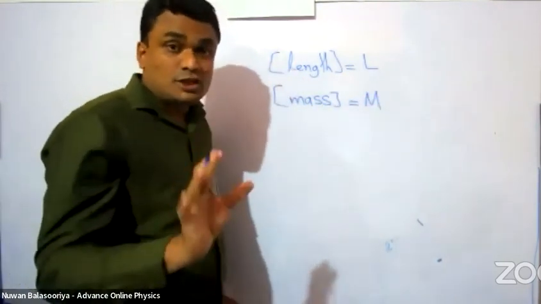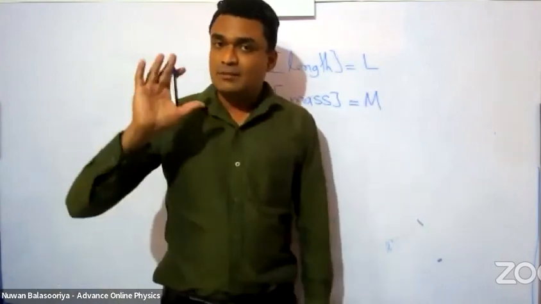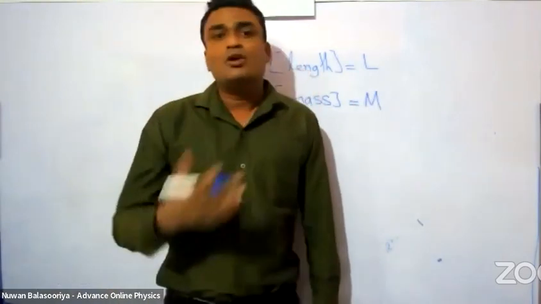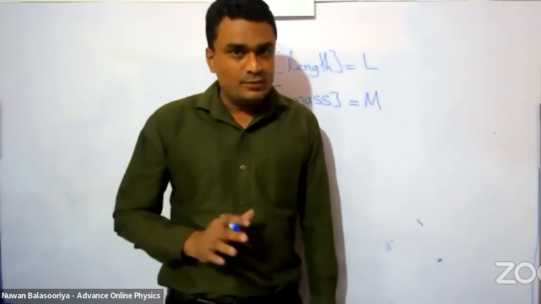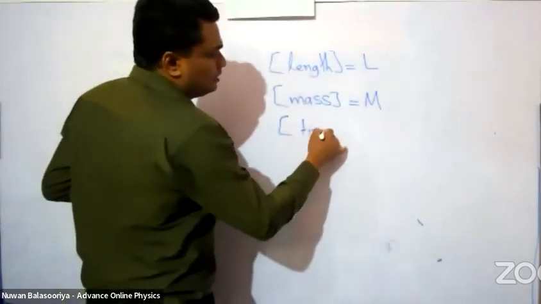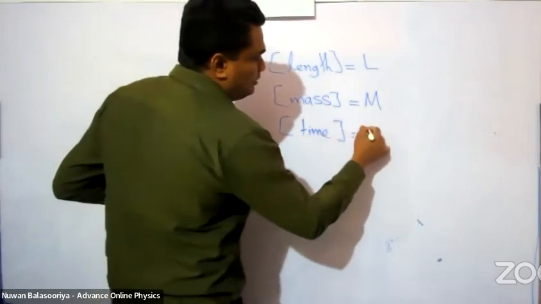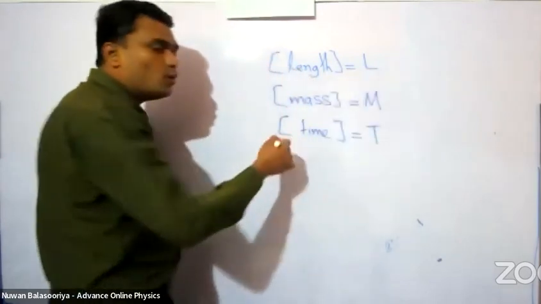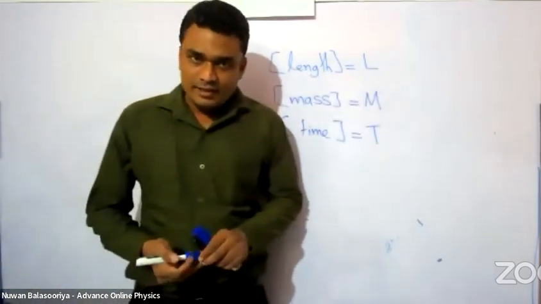I'm not going to teach you theory. I'm just going to revise the theory and discuss some questions. That's how it works, right? And dimensions of time. Time is a physical quantity. The dimension is capital T. So you have already learned these things, right?